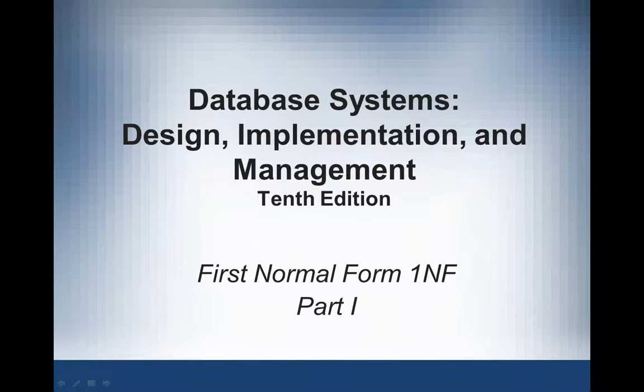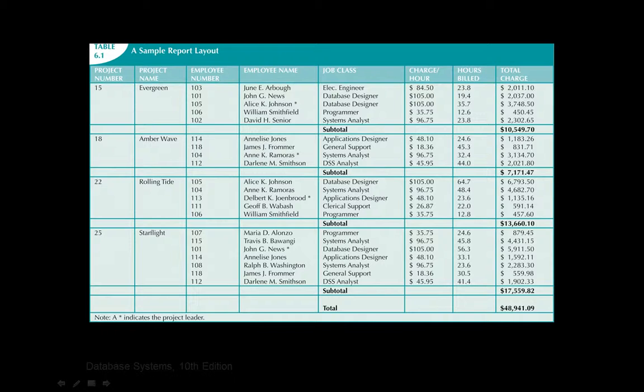The first step we need to take in normalizing our data is to put it into the first normal form. Now, many times a database starts out as nothing more than a spreadsheet, like the example you see on the screen. And if you take a look at this example, you can see several areas where we might have some problems. Look under employee names.